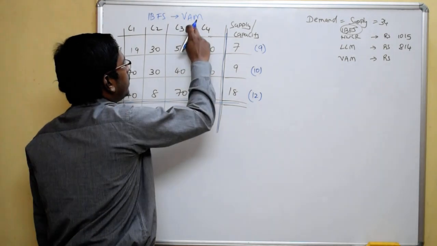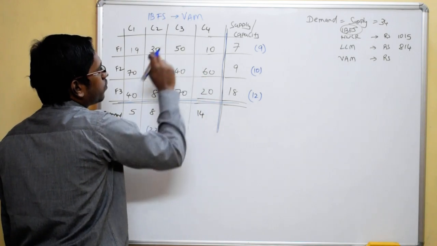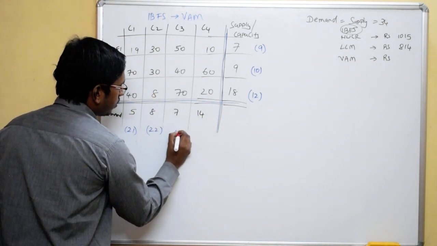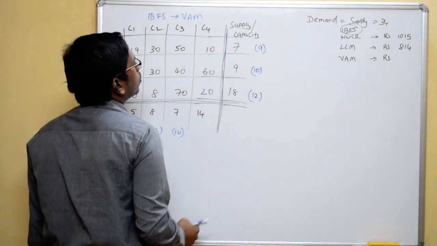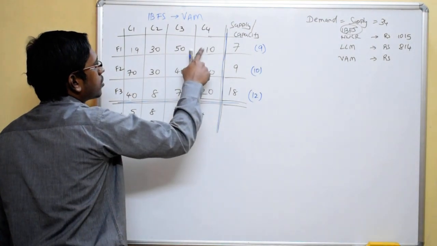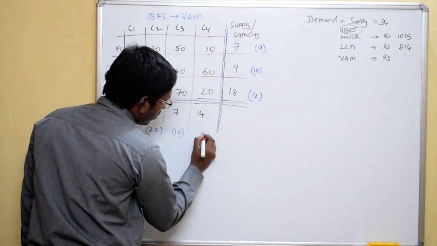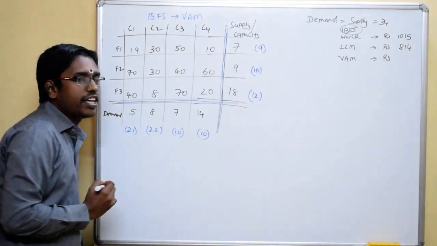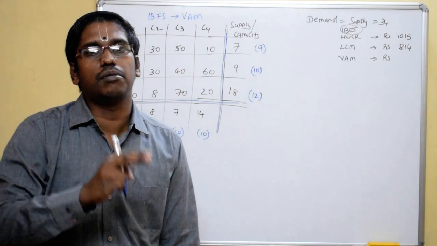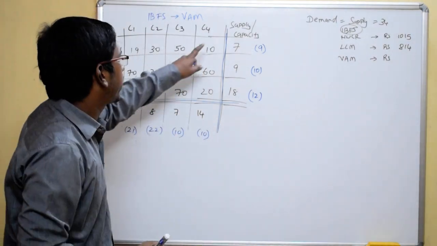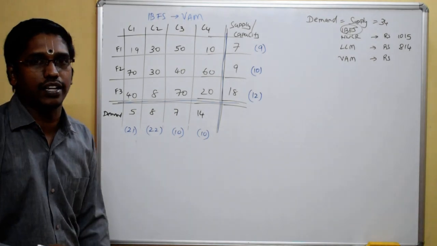Now C3, the least cost is 40 and after 40 the least cost is 50. The difference is 10. And the fourth column C4, the least cost is 10 and after 10 it is 20. So the difference is 20 minus 10, 10. So for each row and each column, what we have done is we have taken only the two least numbers for the cost, excluding demand and supply, and we have written the difference, which we call the penalty.